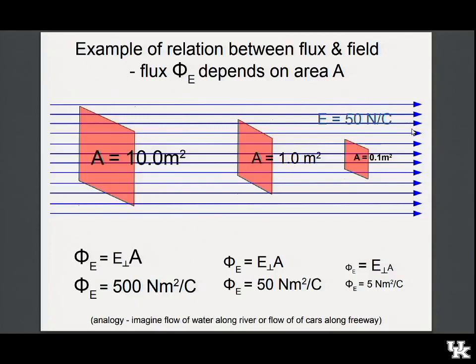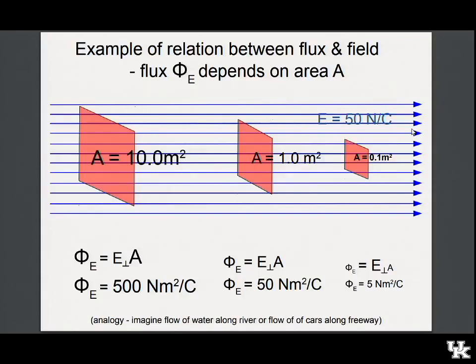On this sketch, I'm illustrating the dependence of the flux on the surface area. So on this sketch, I've got a uniform electrical field. It's 50 newtons per coulomb everywhere in this region of space. The field lines are equally spaced. The field lines are in the same direction. It's a uniform field. I've got three surfaces, one on the left, one in the center, one on the right. They have different sizes. The one on the left is large, the one on the right is small, and the one in the center is intermediate. So this is 10 square meters, 1 square meter, and 1/10 of a square meter.